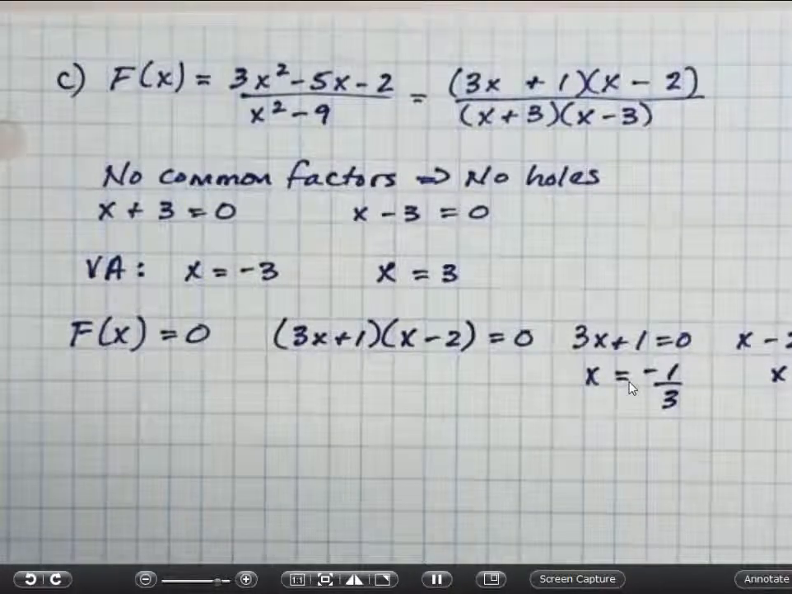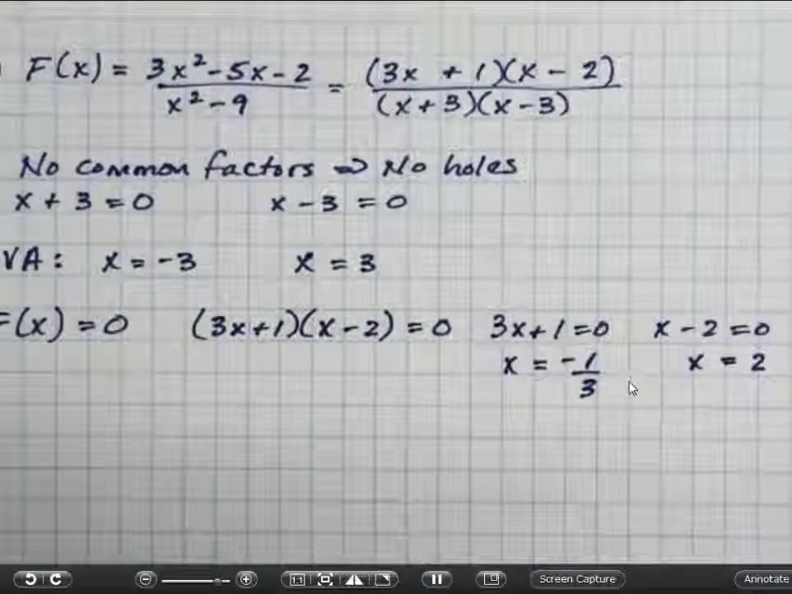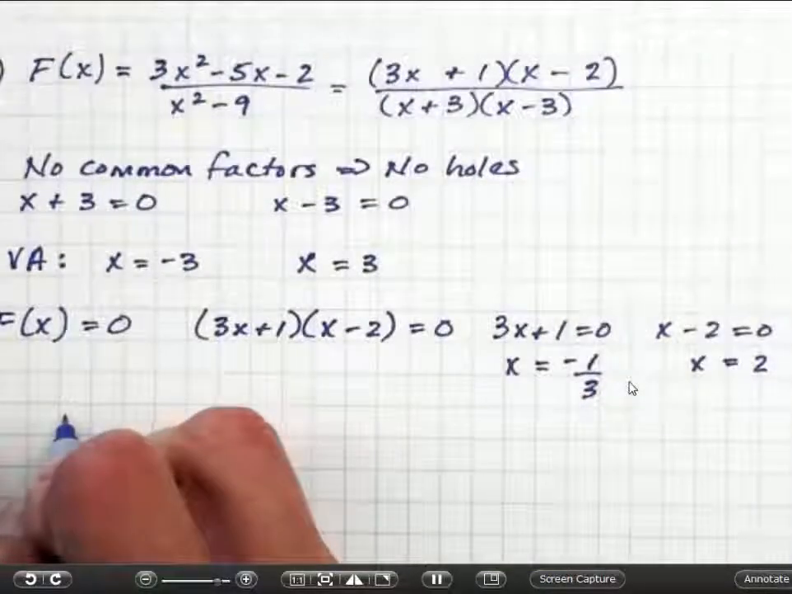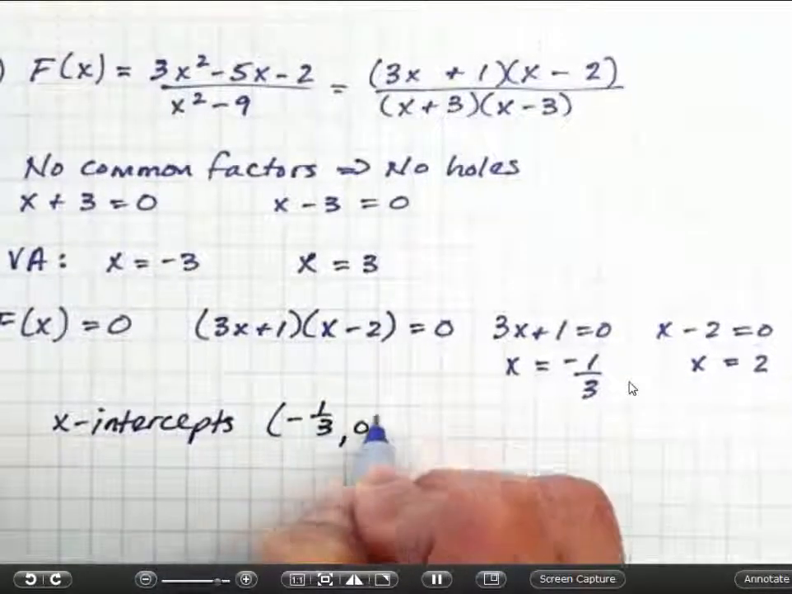So somebody had mentioned it before. What are these called here? What are we looking for? If y is equal to 0, x-intercepts. Good. So my x-intercepts are going to be negative 1/3, 0 and 2, 0.